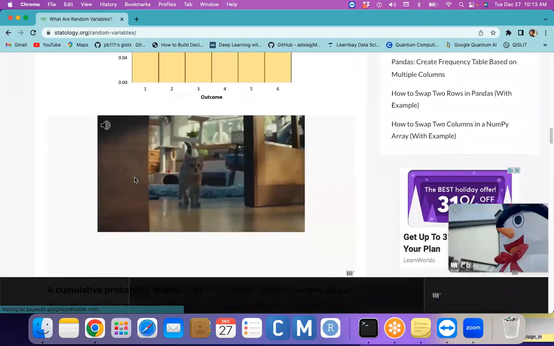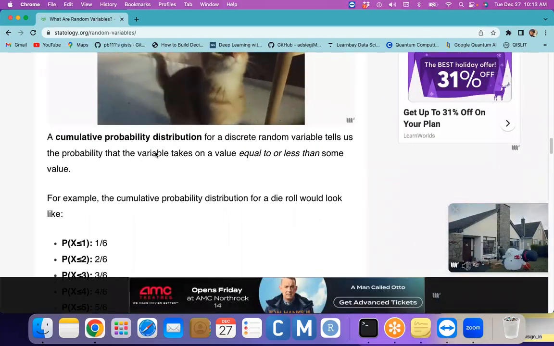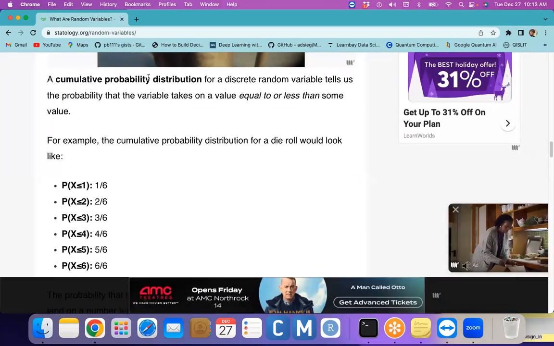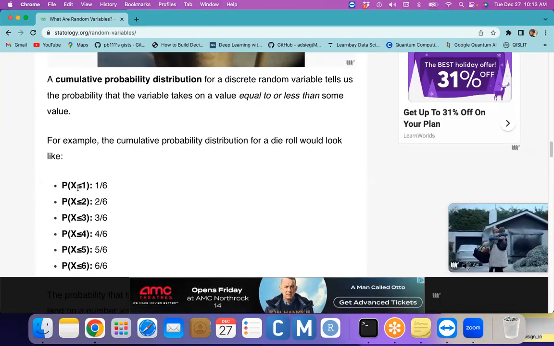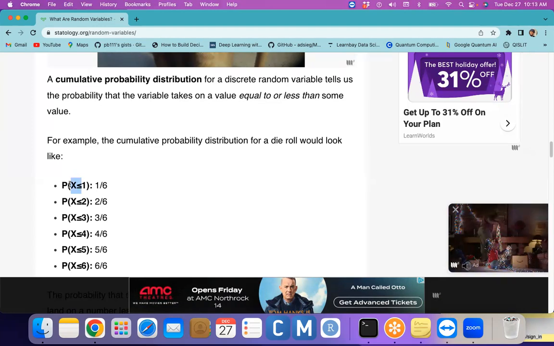But when it comes to the cumulative probability distribution, in the sense we can do the sum, so less than or equal to x, less than or equal to 1.